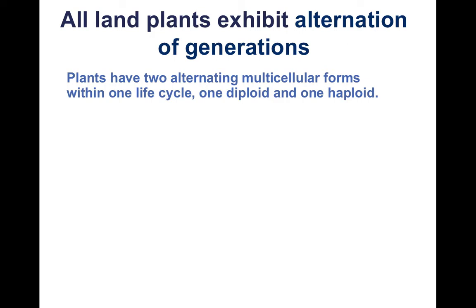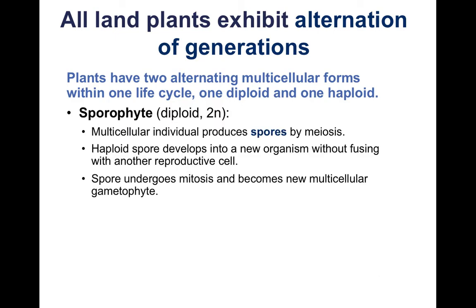Okay, so what the alternation of generations means is that plants are going to have two alternating multicellular forms within one life cycle. They exist in a multicellular haploid form and a multicellular diploid form. This multicellular diploid form you should be familiar with, right? That's like animals. We're all diploid, we're multicellular. It's this multicellular haploid form, so having only one copy of each chromosome and being multicellular, that is a little different than what you're used to dealing with.